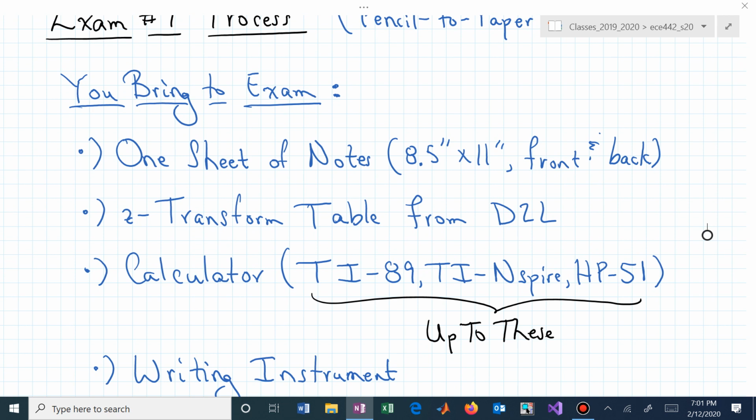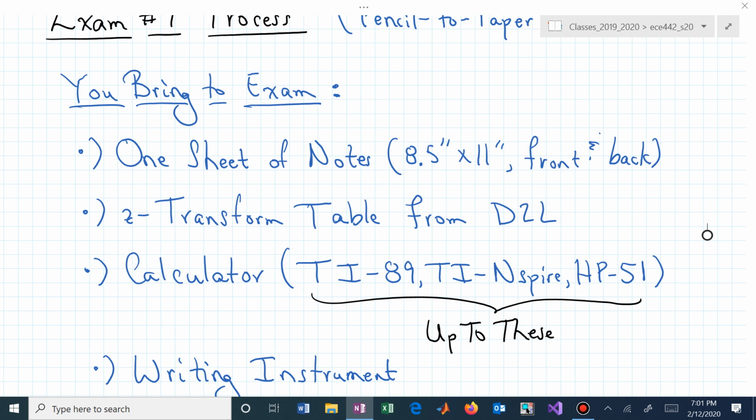You will be allowed 1 sheet of notes for the exam, and that can include both the front and back. It is restricted to being 8.5 inches by 11 inches. It's not unbounded. This is a bounded sheet of notes. So if we're comparing this to the Z-plane, this is a bounded sheet of notes, 8.5 inches by 11.